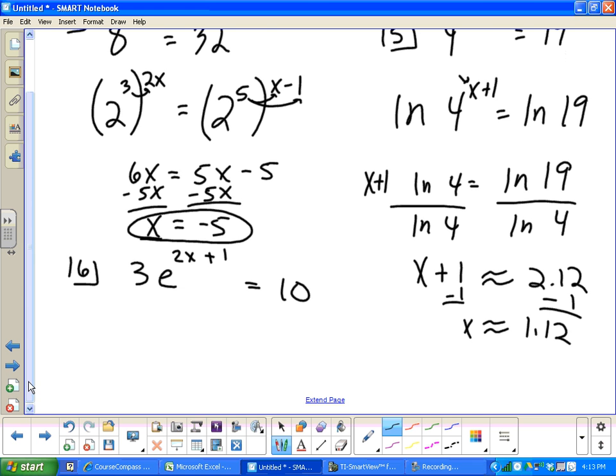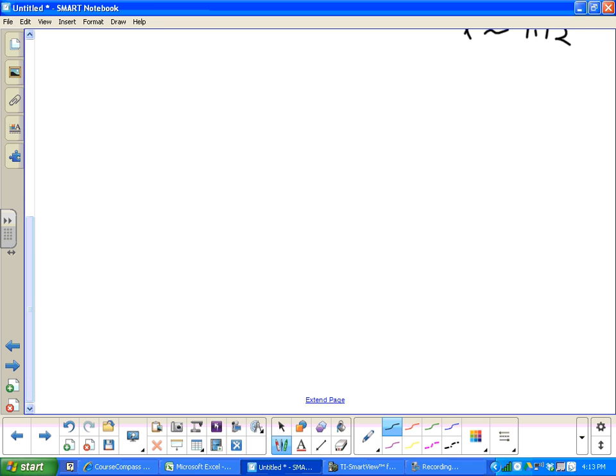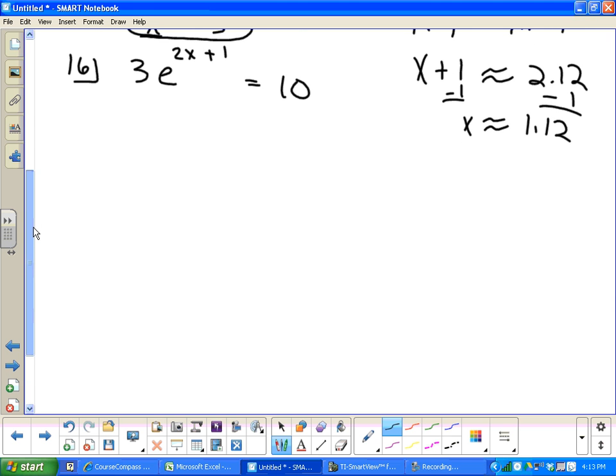Okay, for number 16, now the only difference here with 16 is that my base here of e is not isolated. And it does have a base of e, so there's going to be a shortcut with this one. But first off here, before we use a logarithm, we're going to have to get rid of the 3. Okay, so now I'm going to get e to the 2x plus 1 equals 10 over 3.